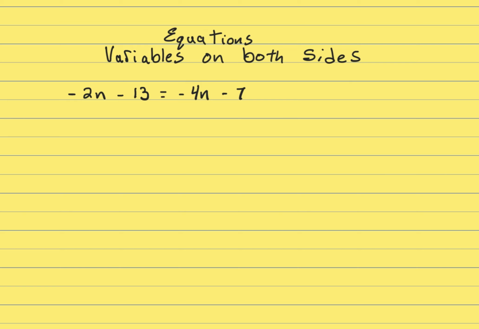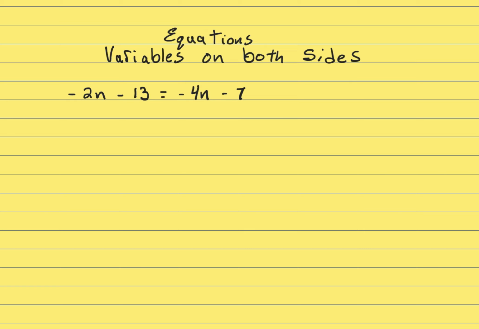So our whole goal when we're solving equations, again, is obviously to find the value, in this case, of n. So we have to get our variables on one side and our constants on the other. Now, it doesn't matter if you have your variables on the left-hand side or the right-hand side. What I prefer to do is move the smaller of the 2 variable terms, so that I can have a positive variable.